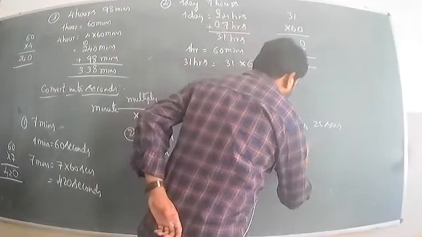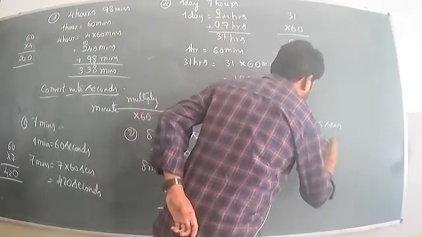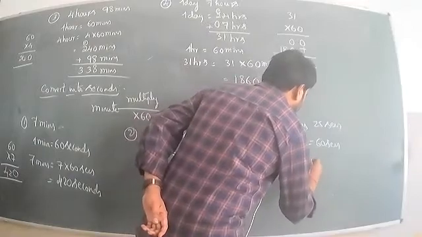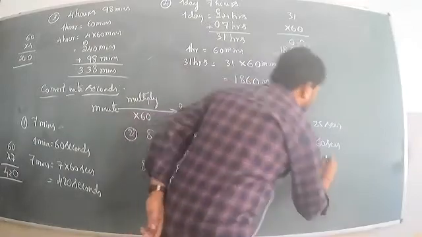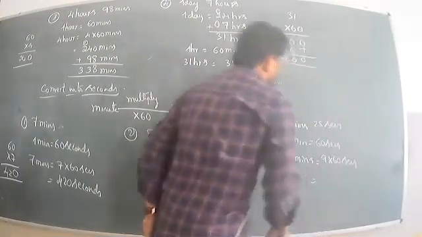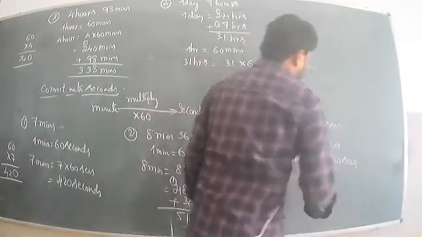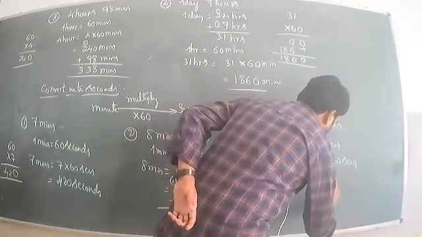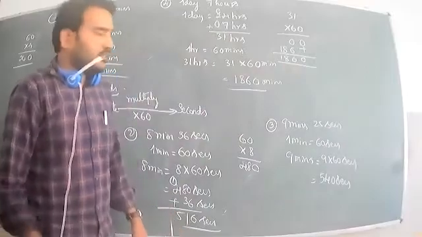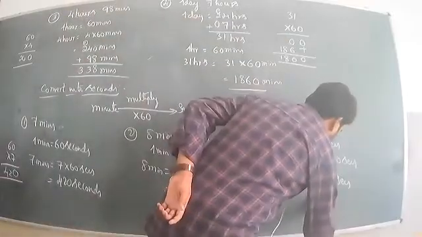So we know that 1 minute equal to 60 seconds. We should find out 9 minutes. So 9 into 60 seconds. So what is it? 9 into 60? 9 sixes are 54. So the answer is 540 seconds. Again the remaining minutes and seconds have to be added.